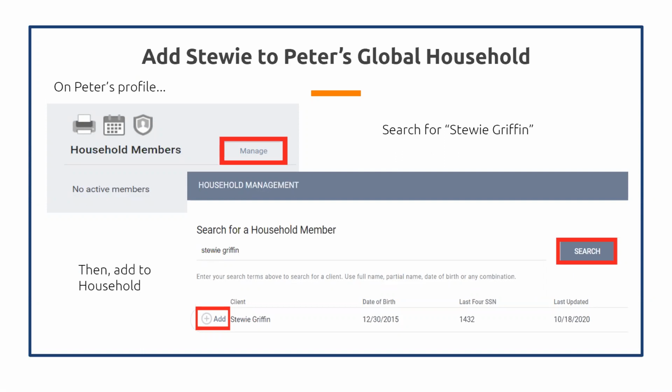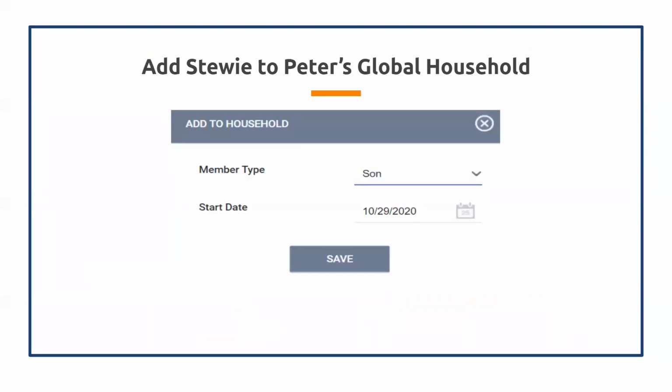So there are some times where instead of an add button, there would be a join button. So this means that the client is already another household. We will go over on what to do when that situation occurs in a few minutes. But for this one, we'll click add. So once you click add, this pop-up box will appear asking for the member type. In this case, it would be his son, and the pop-up will also ask for the date the client enters the household.